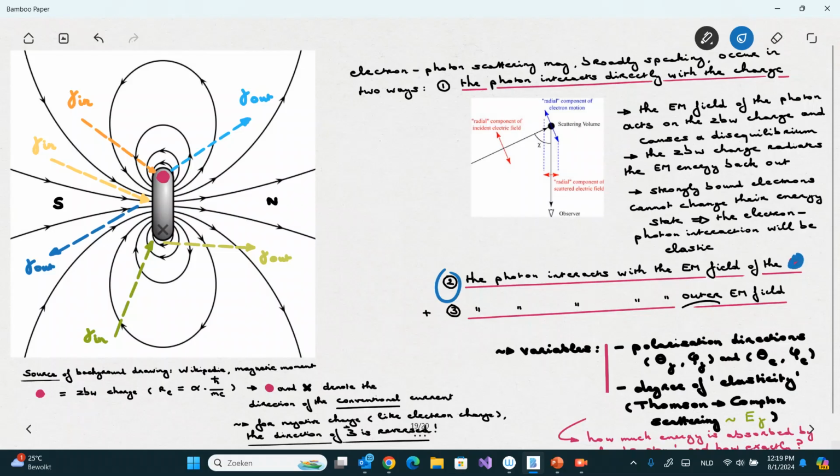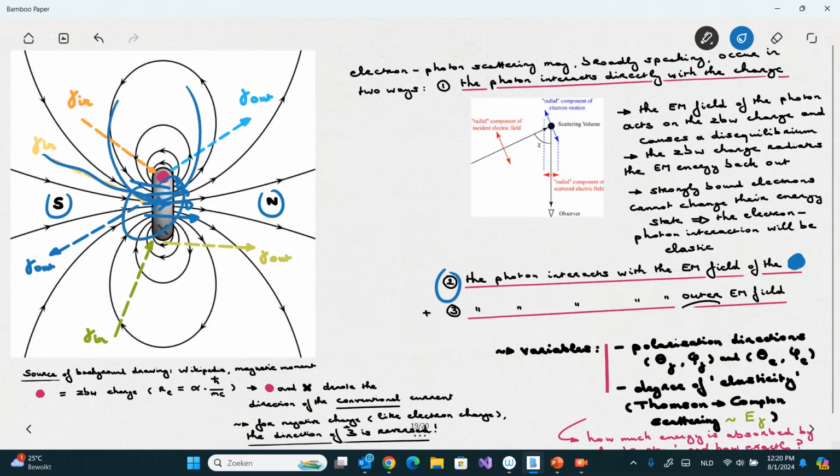The second way of interaction is that the photon will interact with the electromagnetic field of the Zitterbewegung charge, or the electron as a whole. Here we have a very dense, uniform magnetic field. This is what goes through a ring current with the south and the north pole here, and you apply the right-hand rule. I always forget that the right-hand rule assumes a conventional current direction, so we think of positive charges rather than negative ones. For negative charges, we need to reverse the direction of B.